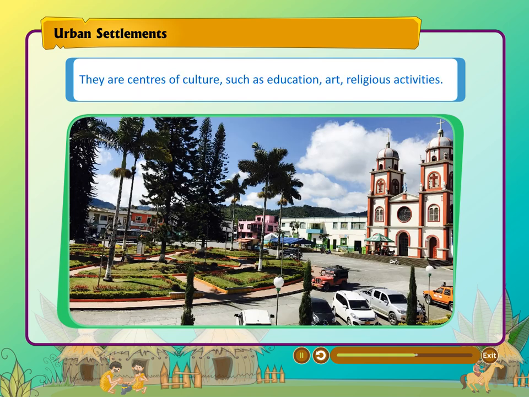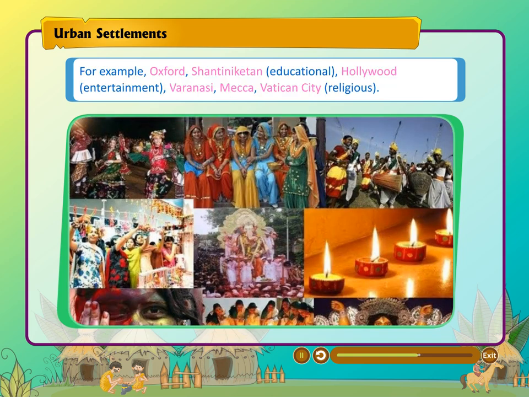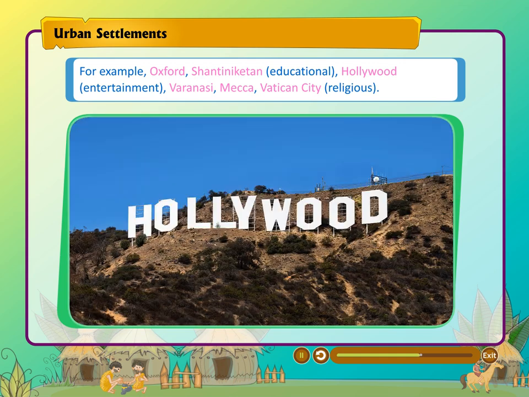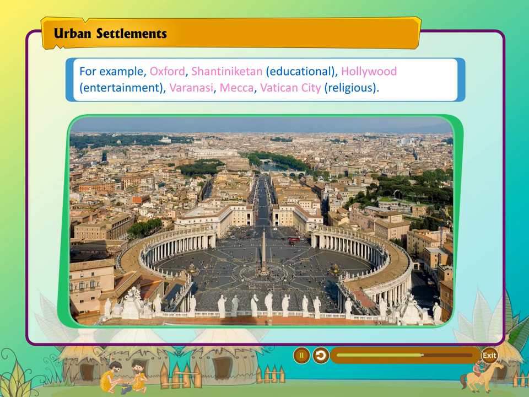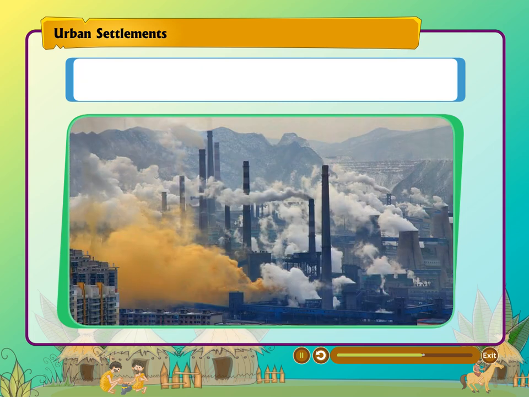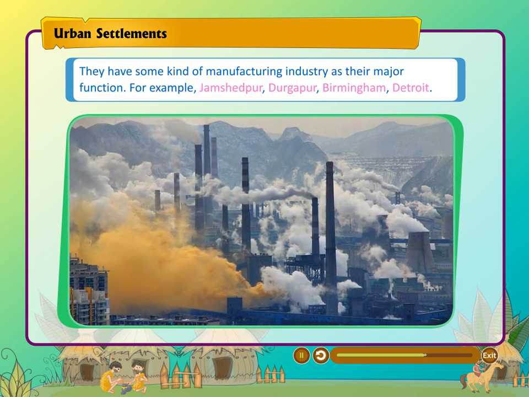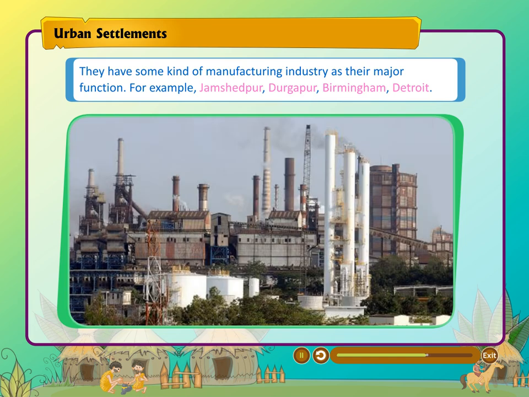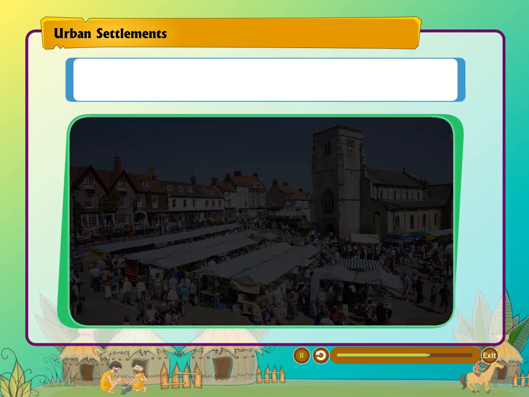Cultural towns. They are centers of culture such as education, art, religious activities. For example, Oxford, Shantiniketan, educational; Hollywood, entertainment; Banaras, Makkah, Vatican City, religious. Industrial towns. They have some kind of manufacturing industry as their major function. For example, Jamshedpur, Durgapur, Birmingham, Detroit.